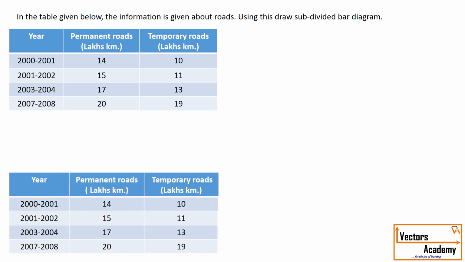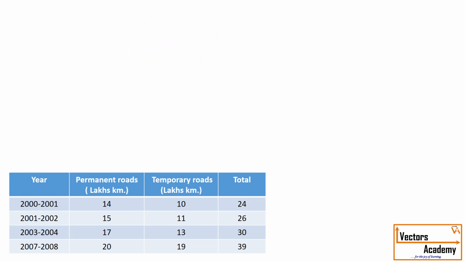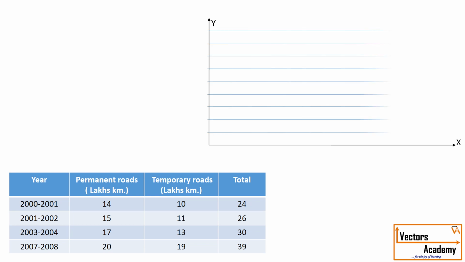First of all, I need to add the permanent as well as the temporary roads. So for the year 2000 to 2001, the permanent roads are 14, the temporary roads are 10. So the total comes to 24. In the same way, I need to get the total of all the years. Once you are prepared with your table, now you can start with your x-axis and the y-axis. Just as in the case of the bar diagram, we drew the cities on the x-axis, we now need to represent the years on the x-axis, whereas the kilometers on the y-axis.